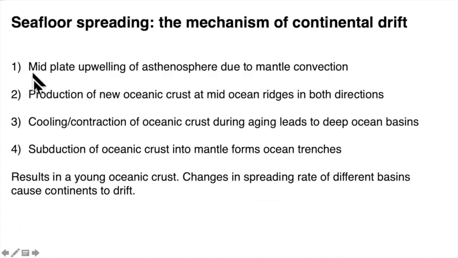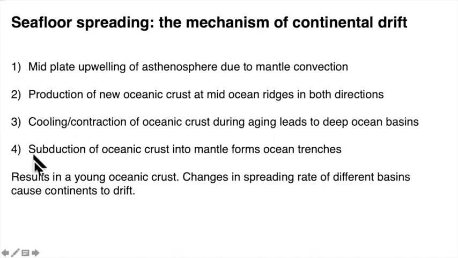So to summarize, in the middle of ocean plates, along these ridges, there's an upwelling of the asthenosphere due to mantle convection. This produces new ocean crust at mid-ocean ridges, and this crust pushes out in both directions. There's a cooling and contraction of ocean crust as it ages, and this ultimately leads to deeper ocean basins through isostatic adjustment.